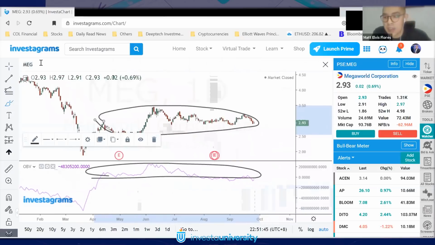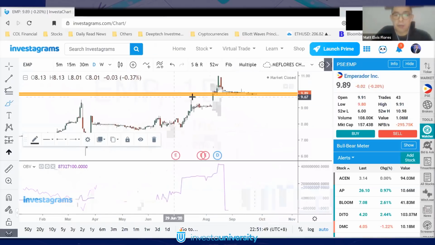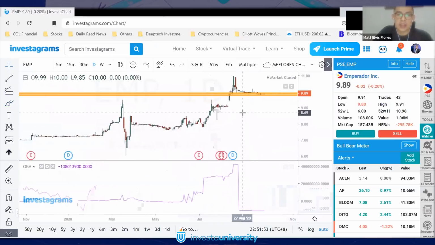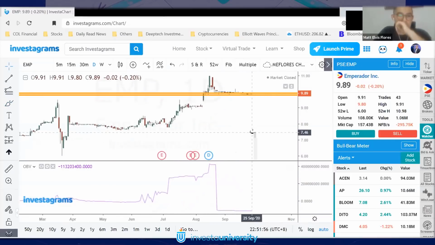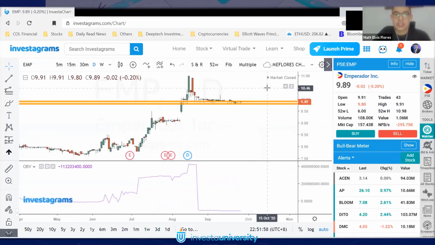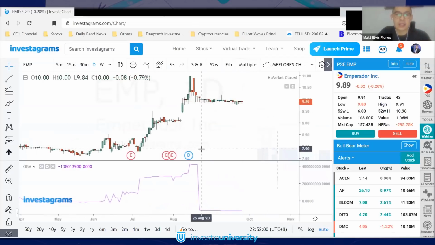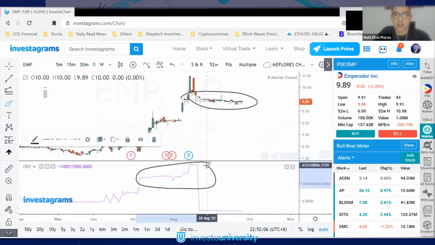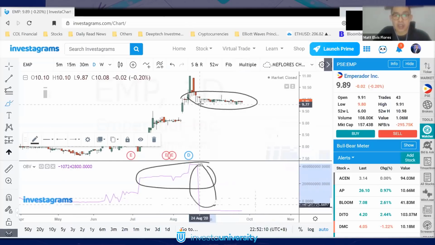So, FLI, ano yung kanina? Merong mga buyback. Ito, EMP, Emperador. Diba? Kita mo yan? You know? Okay. Very good example. Sakto. What is this telling us? Ano sa tingin niyo yan? What happened here? This is a potential, diba?